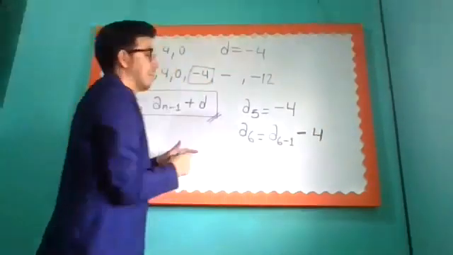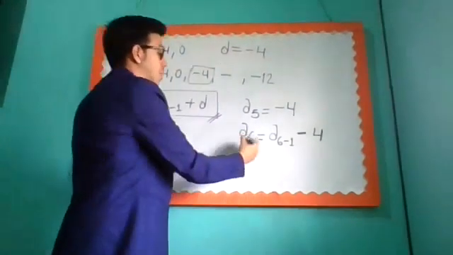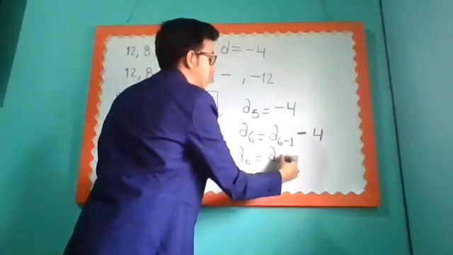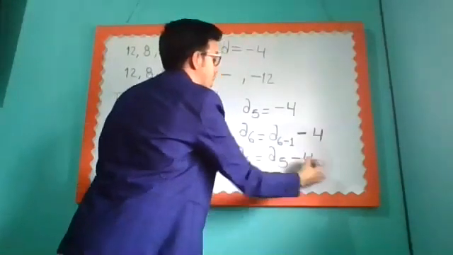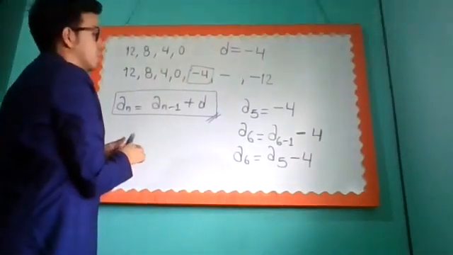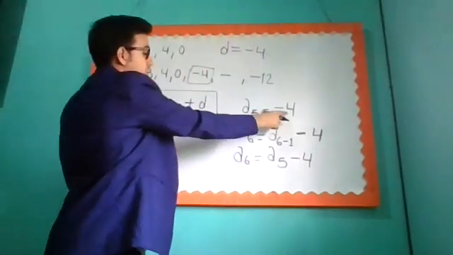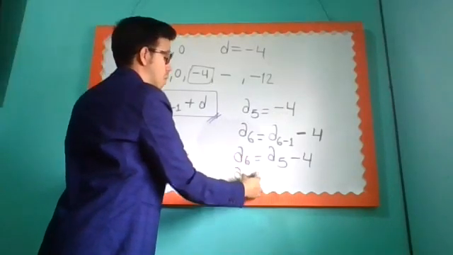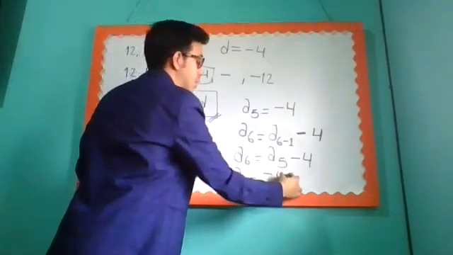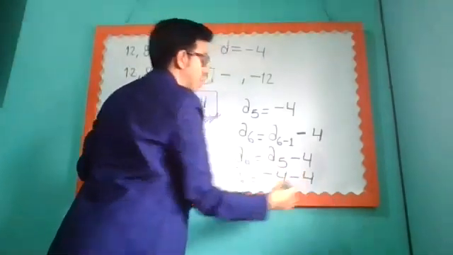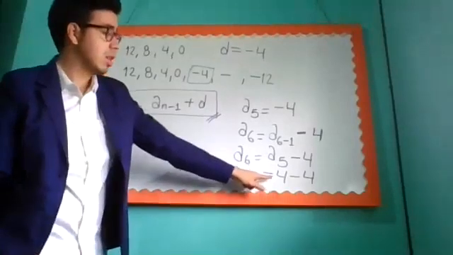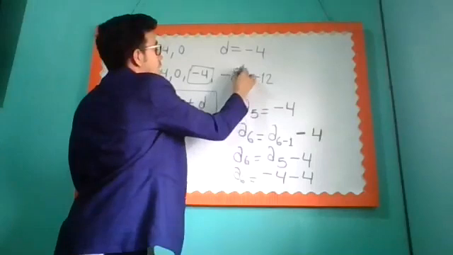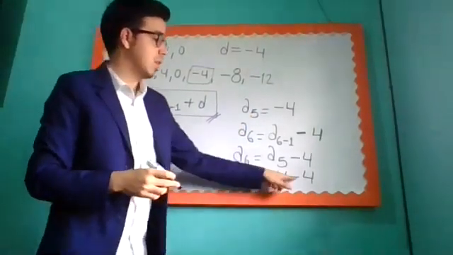So I have that a sub 6 is equal to a sub 5 minus 4. And what is a sub 5? This is negative 4. So a sub 6 equals negative 4 minus 4. Can you see? That's the reason why I have negative 8 in here.